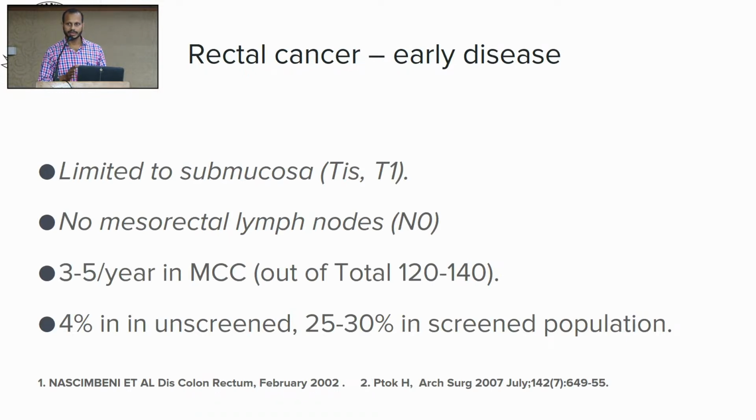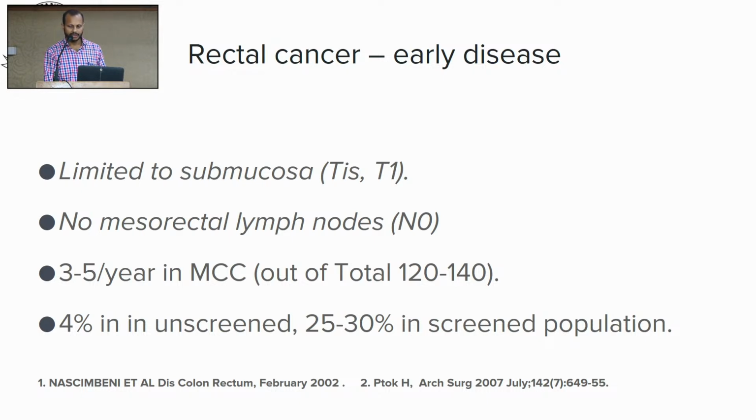Early rectal cancer is an uncommon manifestation of a common disease. The definition of early rectal cancer is cancer limited to the submucosa. It can be Tis, which is limited to the mucosa, or intramucosal carcinoma, or T1, reaching up to the submucosa. And there should not be any enlarged mesorectal lymph node of more than 6 millimeters. So that is N0. This is the definition of early rectal cancer.